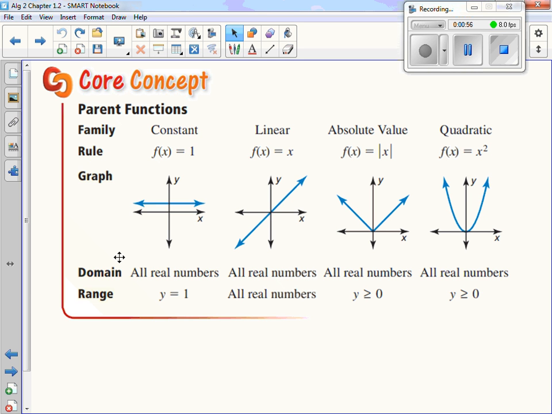Now, the domain for a linear function is all real numbers. The range is all real numbers. It's a straight line going up or down. It will never be straight across because that would be a constant function.